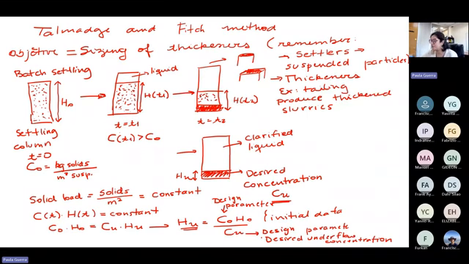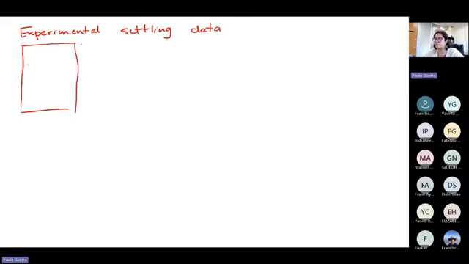Okay, so how do we determine this HU and indefinite, the time in which we reach this? Because with this, we're also going to be able to do some calculations. This is how it's done. So we're going to have experimental settling data, in which basically what is done is that you have a table with time and the height.